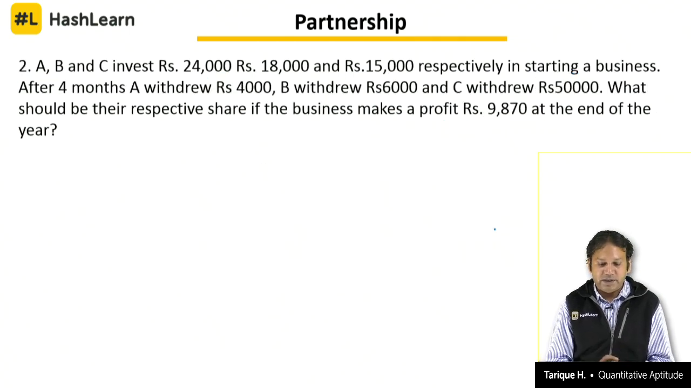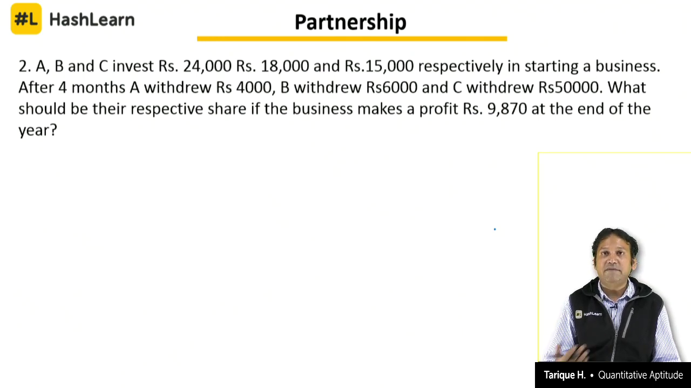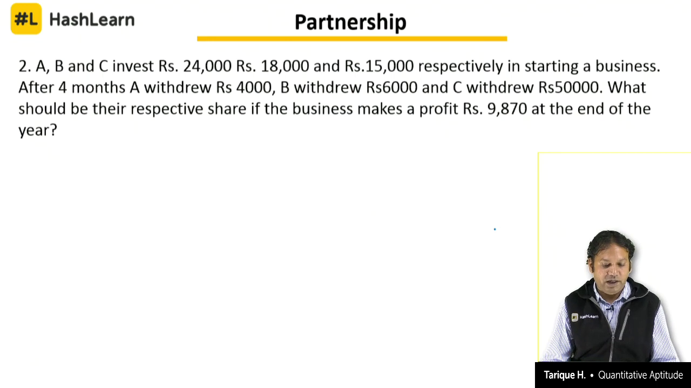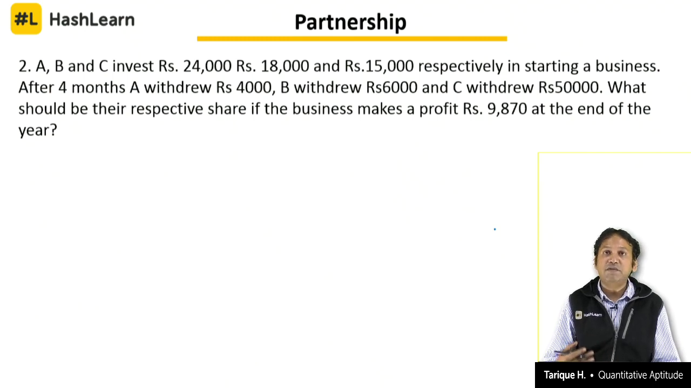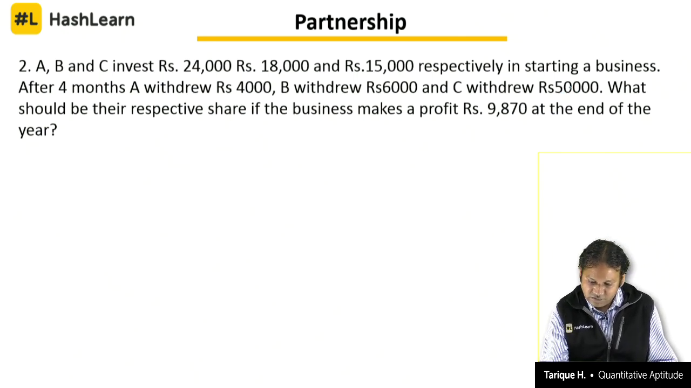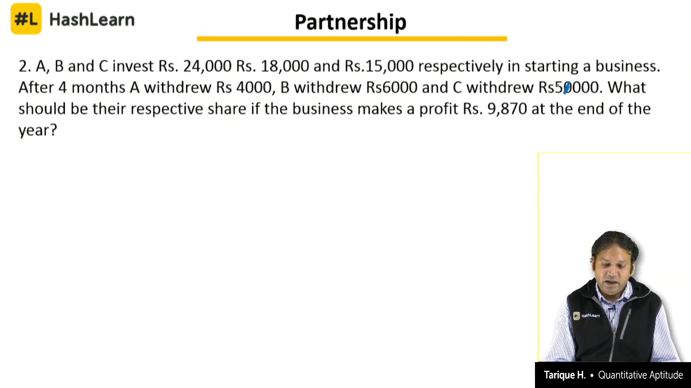Let us look at the second question. A, B and C invest rupees 24,000, 18,000 and 15,000 respectively in starting a business. That was their initial investment, 24,000 for A, 18,000 for B and 15,000 for C. After 4 months, A withdrew 4,000, B withdrew 6,000 and C withdrew 50,000. In fact, it is 5,000, so let us make a correction. C withdrew 5,000 rupees. Okay.